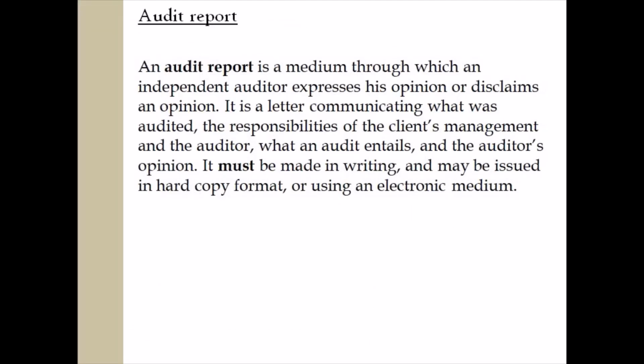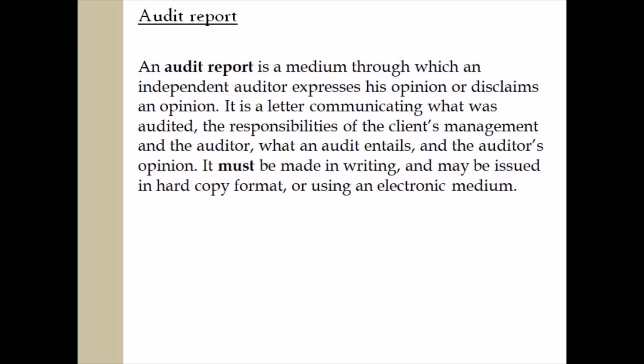So, what is an audit report? This is a medium through which an independent auditor expresses his opinion or disclaims an opinion. It is a letter communicating what was audited, the responsibilities of the client's management and the auditor, what an audit entails, and the auditor's opinion. So it must be made in writing and may be issued in hard copy format or using an electronic medium. So, nakasinabot ba ta unsay audit report?